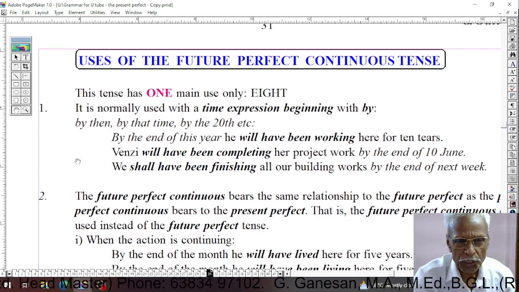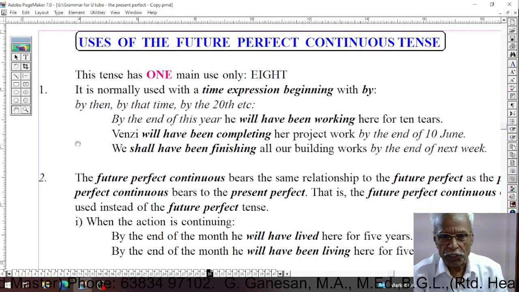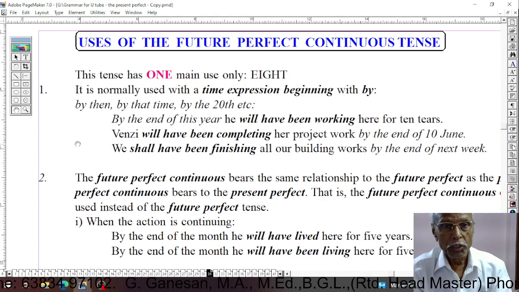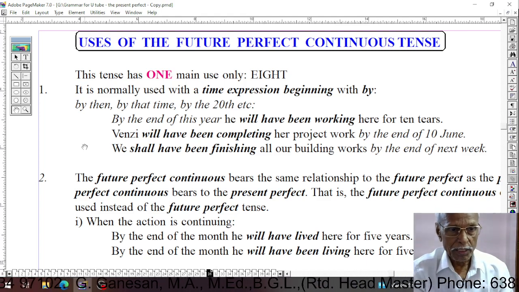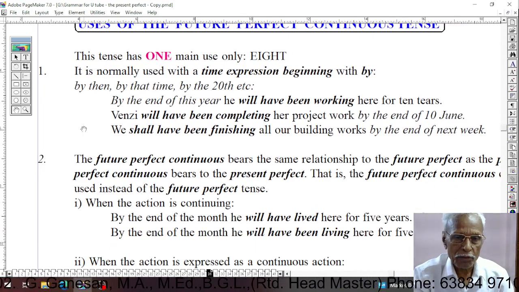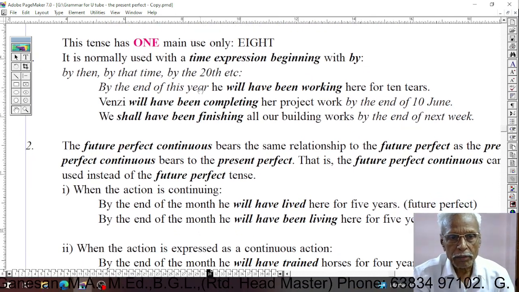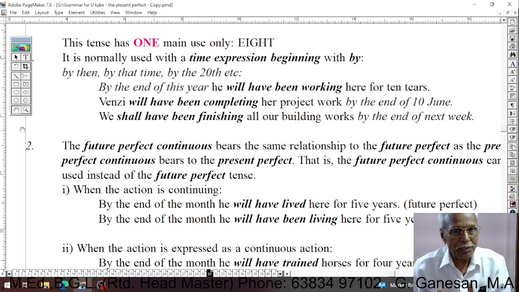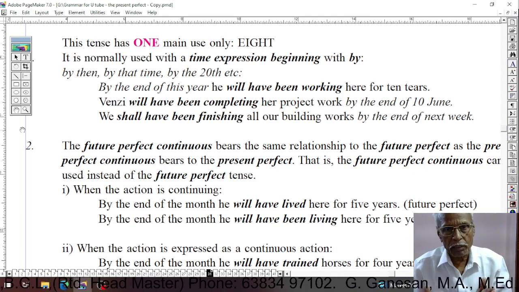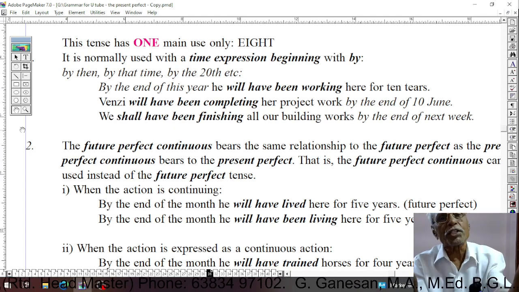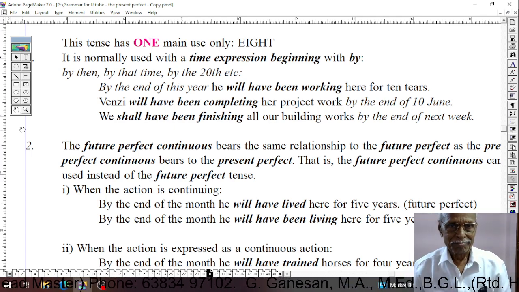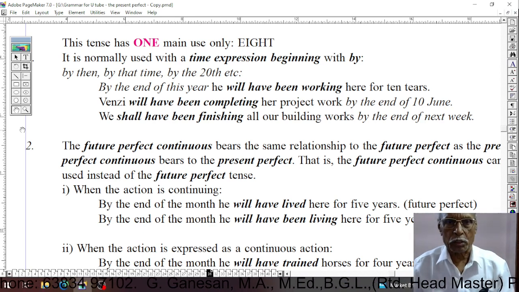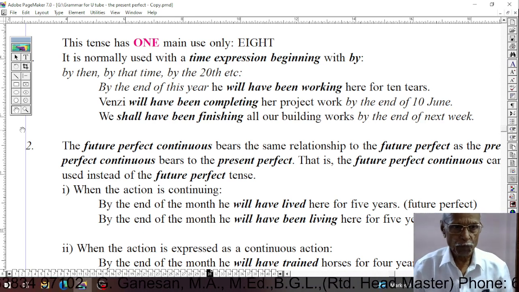Its main use is that it is normally used with a time expression beginning with by, as we saw in the future perfect tense: by then, by that time, by the 20th, etc. By the end of this year, he will have been working here for 10 years. That means he will have worked here for 10 years.